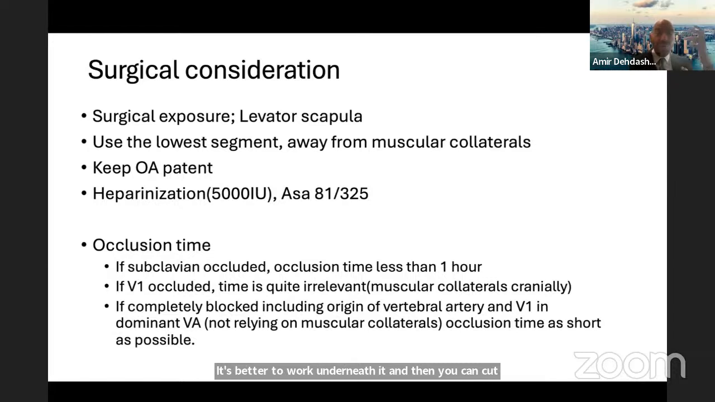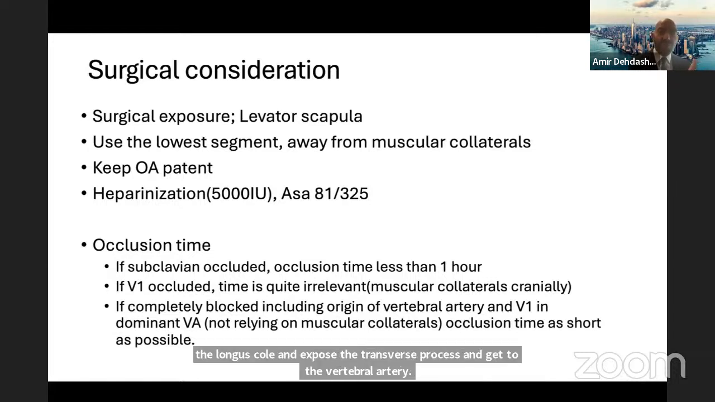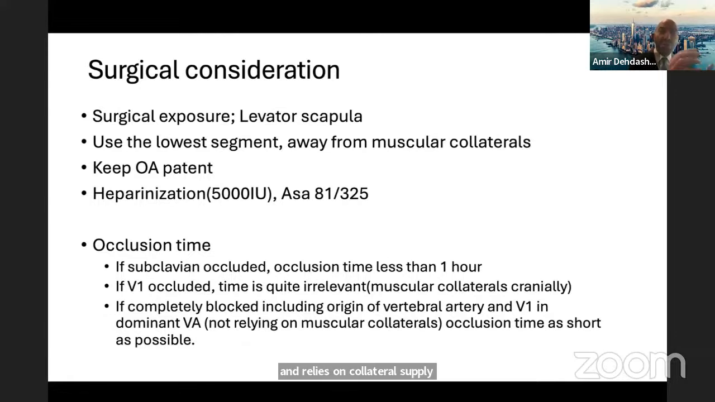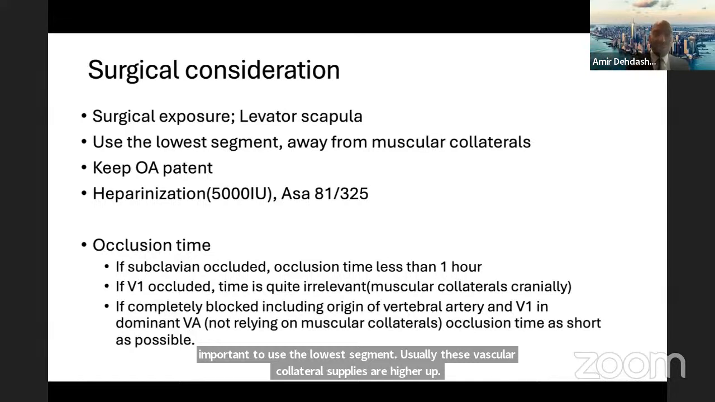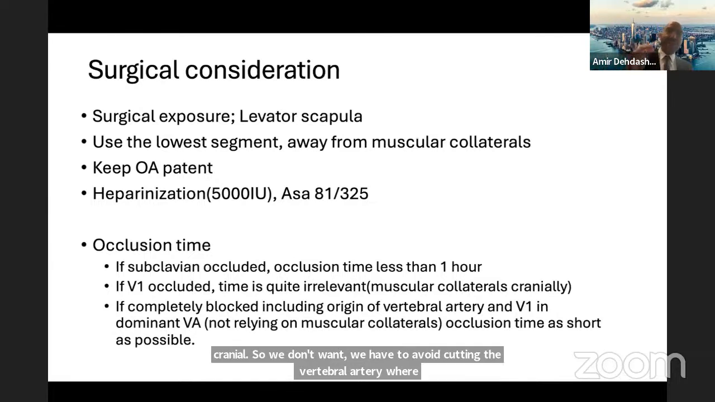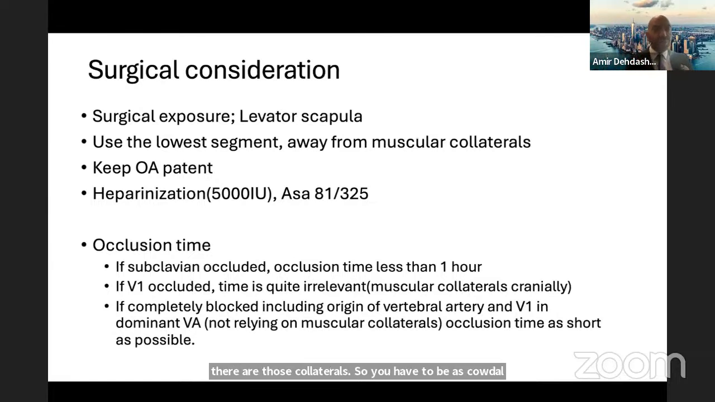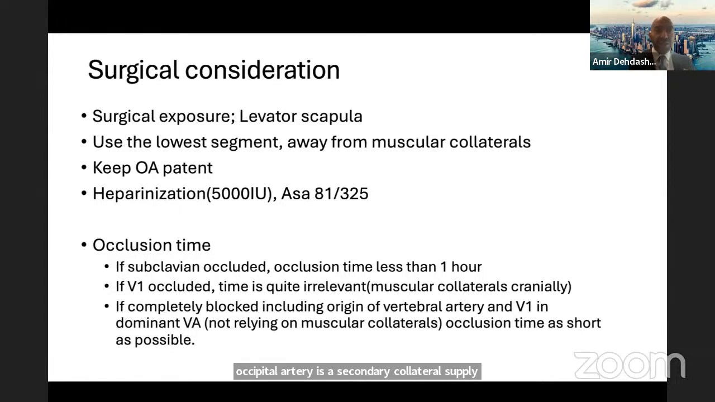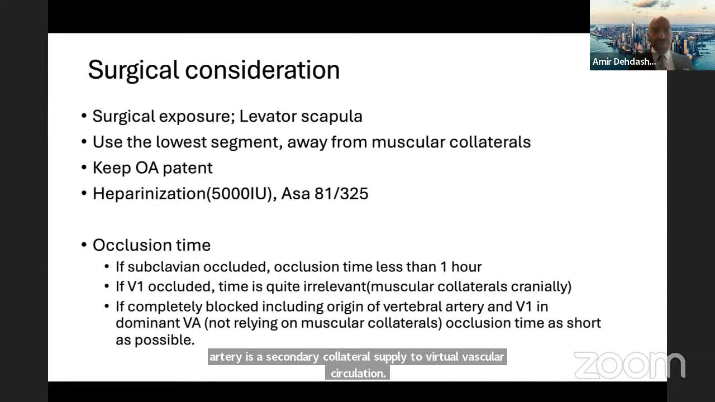When we consider doing a bypass on a vertebral artery that is occluded and relies on collateral supply, it is very important to use the lowest segment. Usually these vascular collateral supplies are higher up, more cranial. So we have to avoid cutting the vertebral artery where there are those collaterals. So you have to be as caudal as possible. As mentioned earlier, keep the occipital artery patent. This is very important because the occipital artery is a secondary collateral supply to vertebral circulation, unless the angiogram completely confirms that it's not.